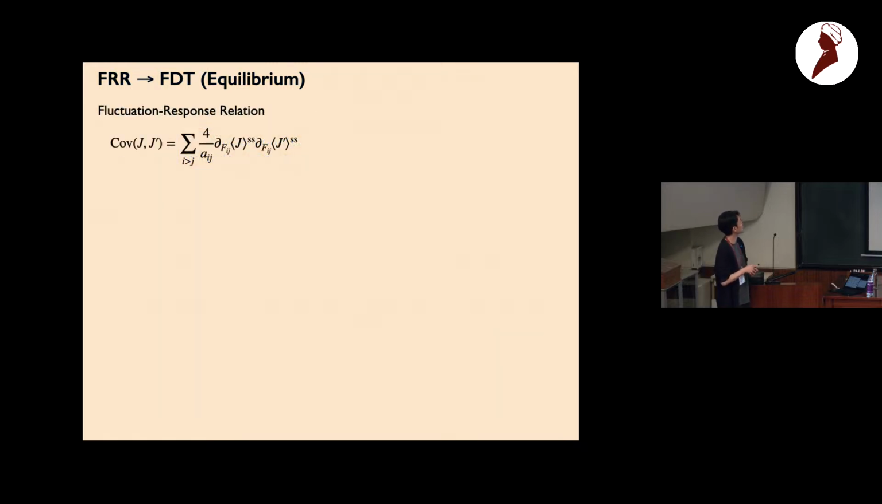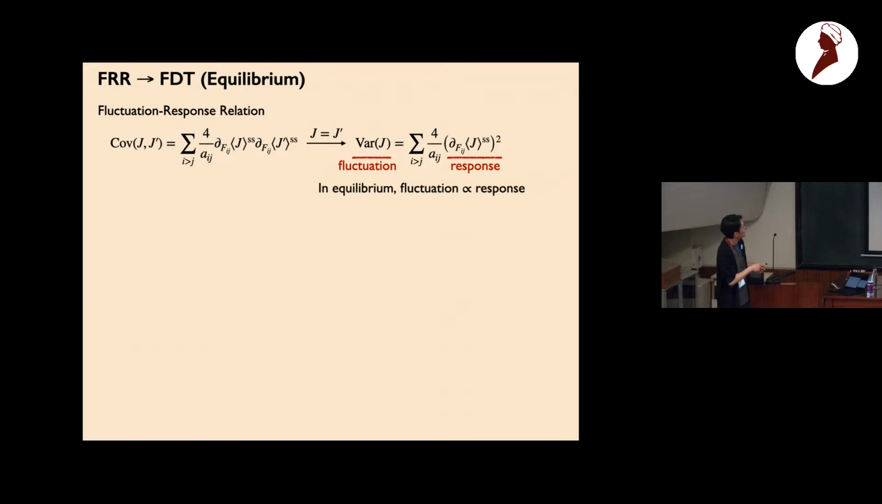Okay, so this is a fluctuation response relation. And if we set J equal to J prime, that means the two observables are the same, then this covariance becomes variance, and this becomes a square. So this one is fluctuation, and this one is response. But isn't it a little bit weird? Because in equilibrium, fluctuation is linearly proportional to response, but this equality shows us that fluctuation is proportional to response squared. So that is what I mean by this equality looking a little bit weird.